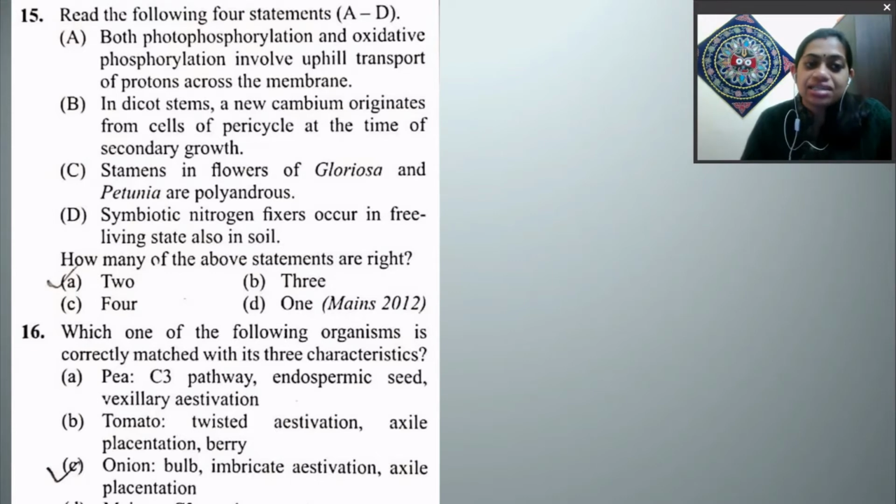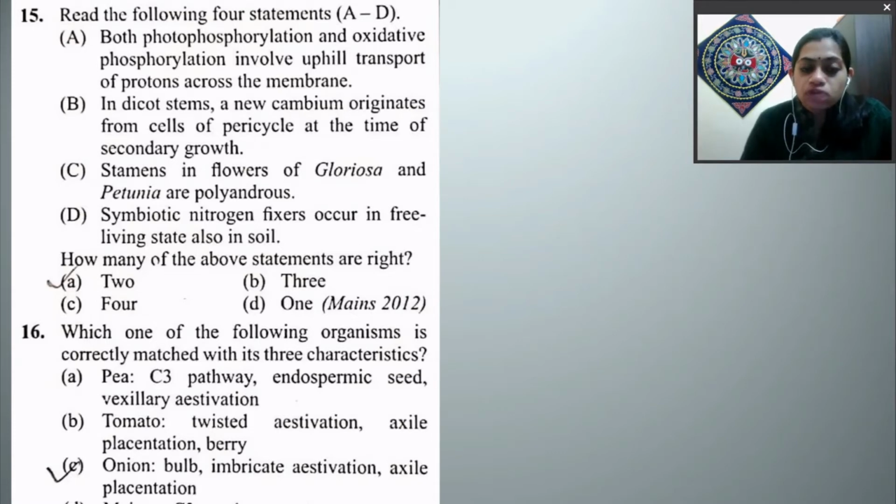Number C, stamen in flowers of gloriosa and petunia are polyandrous. So this is correct. Symbiotic nitrogen fixer occurs in free living state in the soil. This is also correct. So how many of these statements are right? Only 2, C and D.